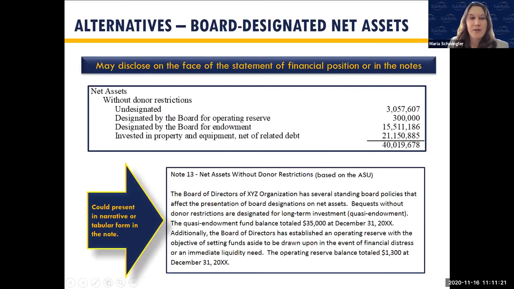And then last but not least, I wanted to touch on board designated net assets again. As mentioned, these are considered to be net assets without a donor restriction. If you have board designated net assets, there is a requirement to describe that restriction either on the face of the statement of financial position, which is the upper example here, or detailed out within the footnote disclosures. Really, at the end of the day, the reader should have an understanding of why the net assets are considered to be designated by the board. What is the purpose of that designation?